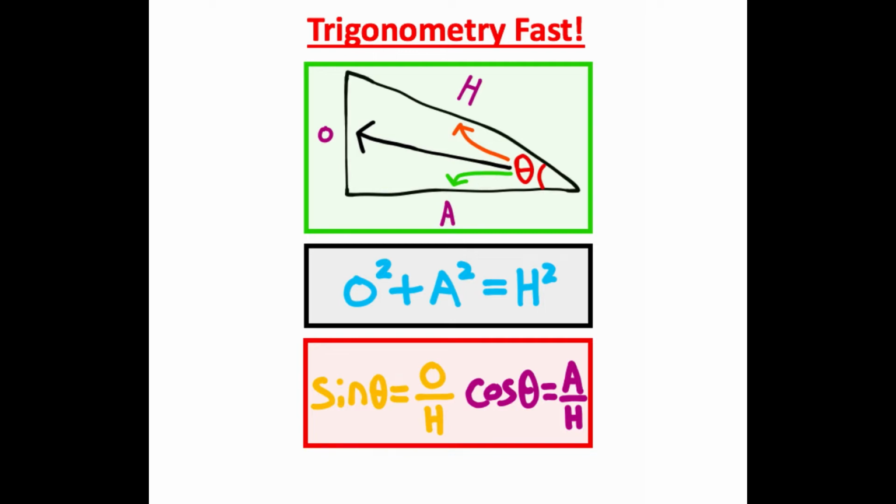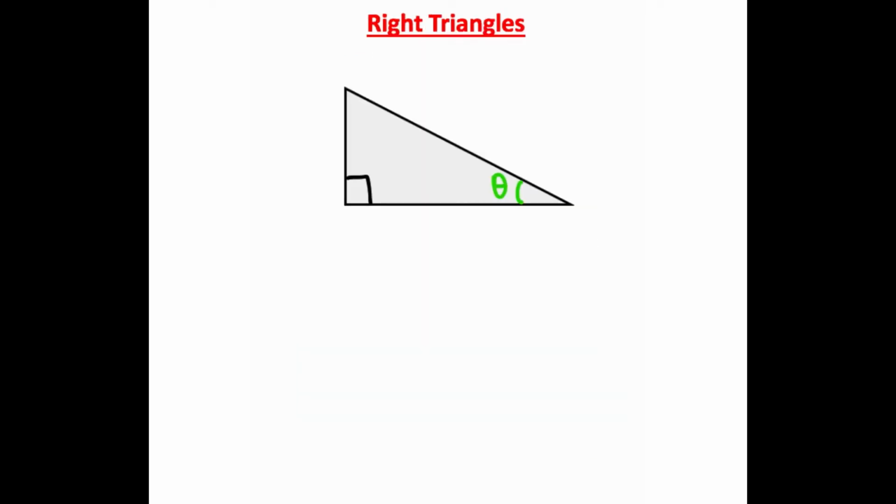How fast can I explain the basics of trigonometry? We're about to find out. So you start by learning about right triangles, and right triangles have this little 90-degree cusp.